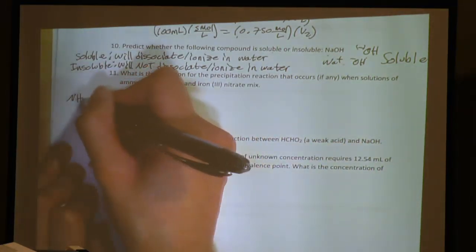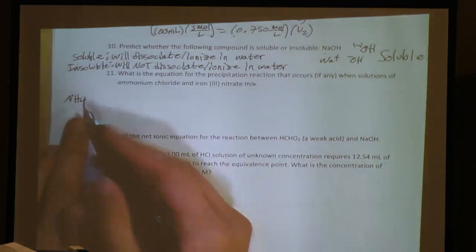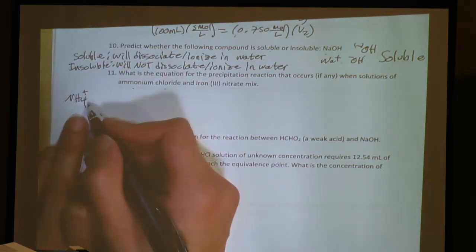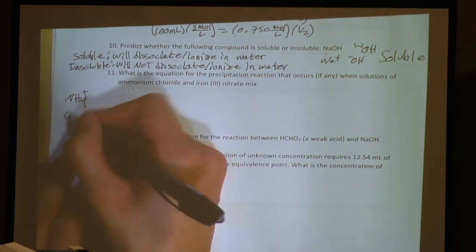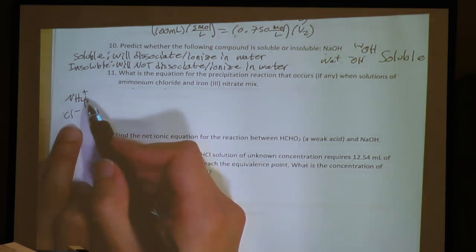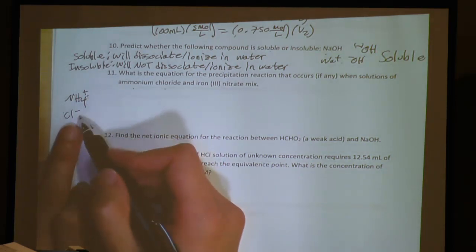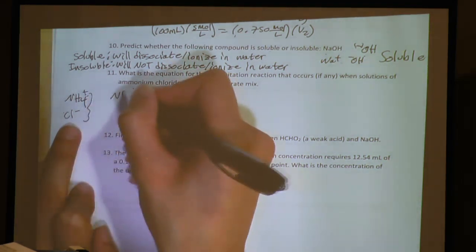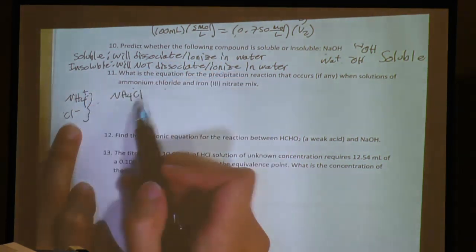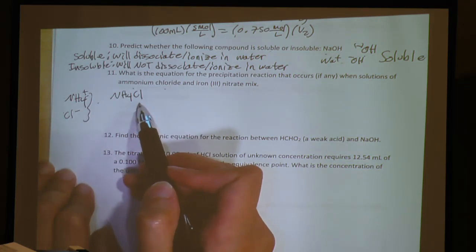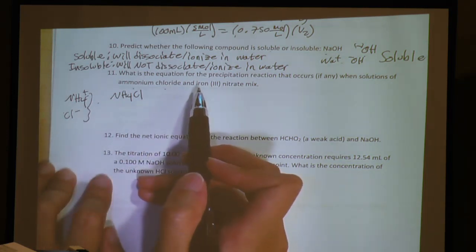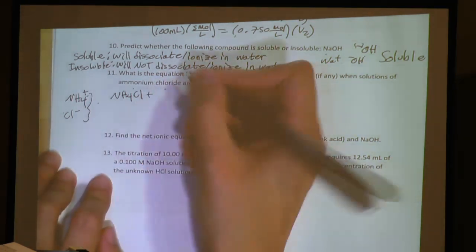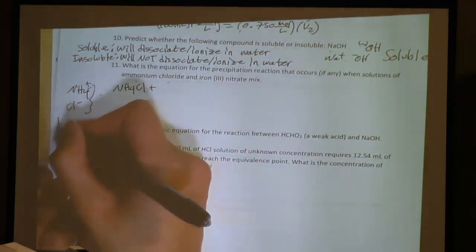So what is ammonium? Ammonium is NH4 plus, right? But it's ammonium chloride. Chloride refers to chlorine. So ammonium has a positive charge, chlorine has a negative charge. So when you make ammonium chloride, you're going to have NH4Cl because the charges cancel. So that's being reacted with iron 3 nitrate. So plus, I'll write it down here, iron is Fe.